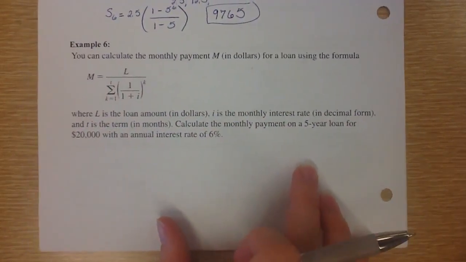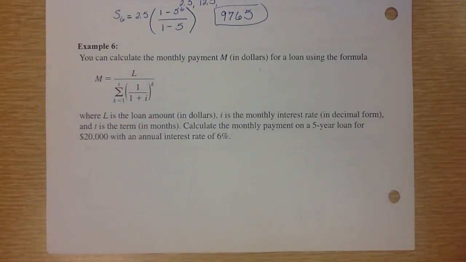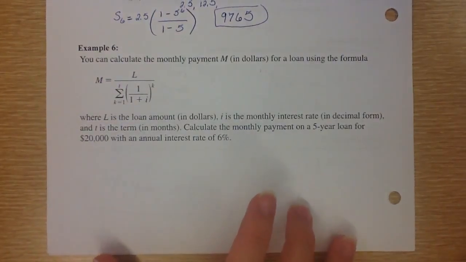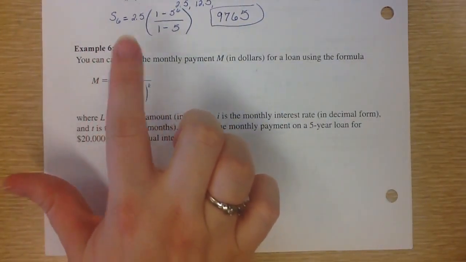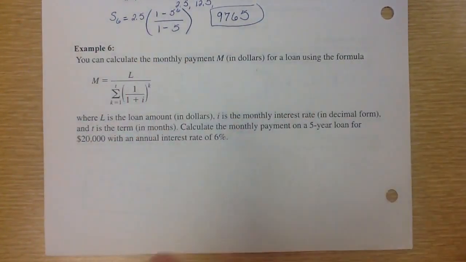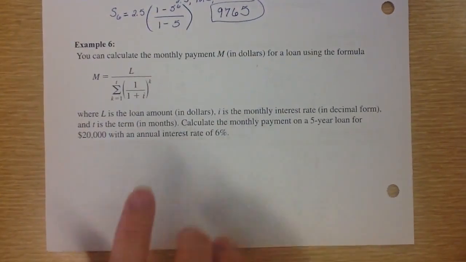All right, so now example 6. This is example 6 in your book. Okay, you can calculate the monthly payment, M, in dollars for a loan using this formula. They give you the formula with a bunch of variables in it: M, L, I, T, K. Okay, so let's see what all these variables stand for.